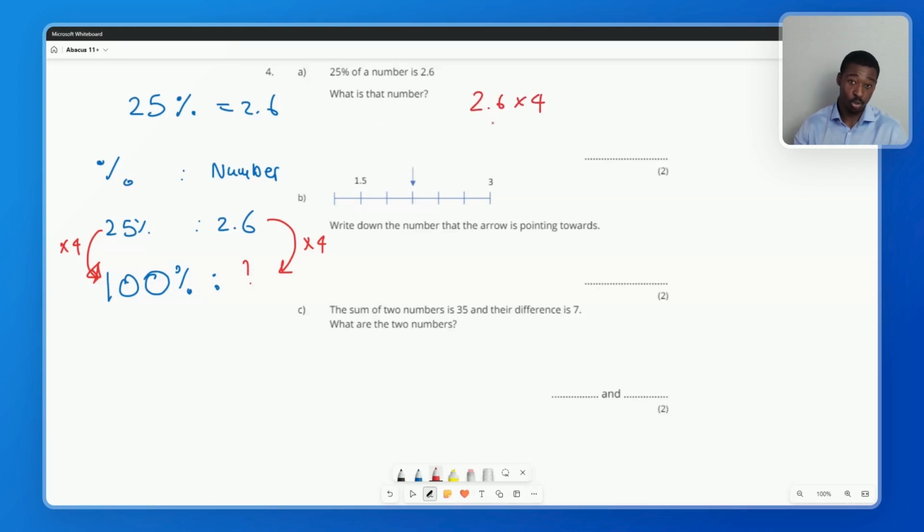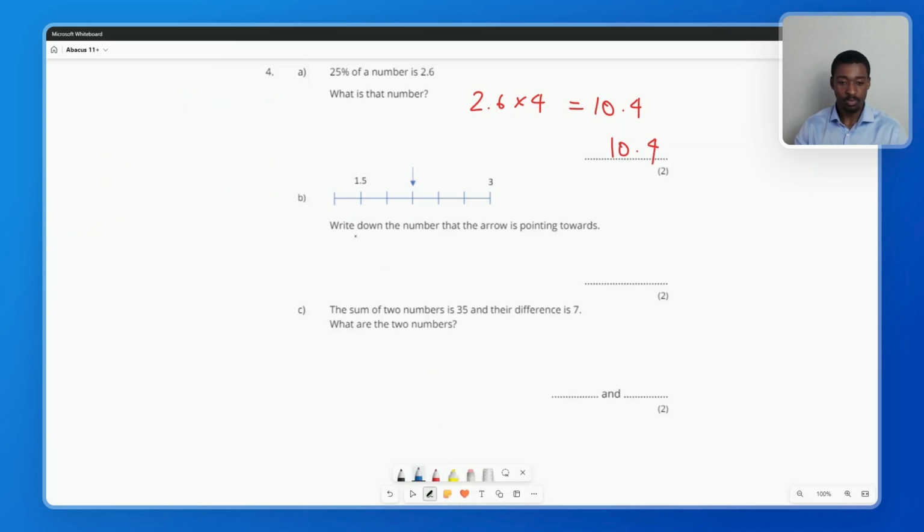Well, 2.6 is 2 and 0.6, so we can do mental maths here. 2 times 4 is 8. 0.6 times 4 is 2.4. So 8 plus 2.4 is going to give us 10.4. So 10.4 is our number.